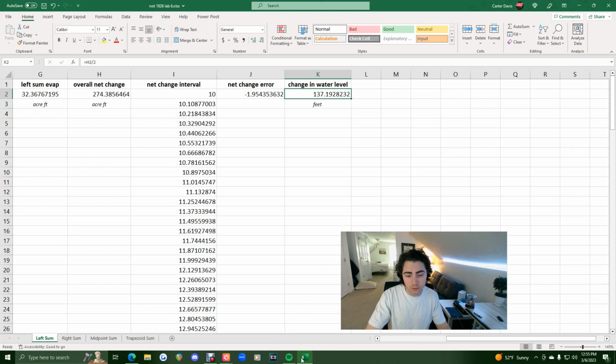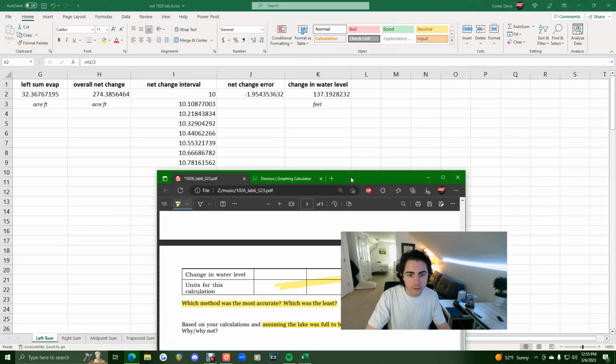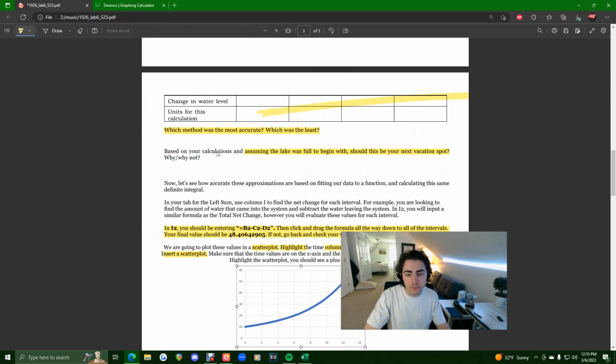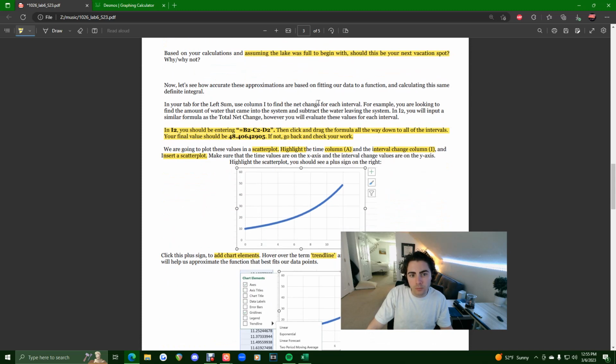You wanna stay there on your vacation? No, you don't. Where am I trying to go? There we go. So the idea is no, you would not want this to be your next vacation spot, because if the lake was full and the water level grew 137 feet, everything would be flooded and underwater, and you would not have a good time. Okay.